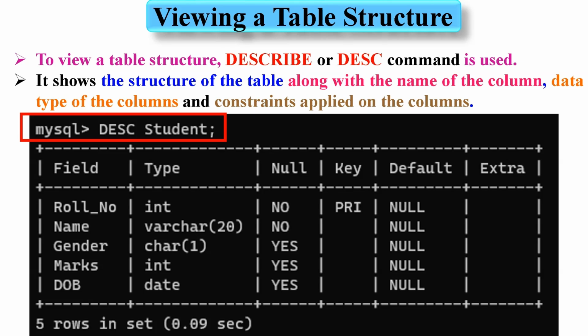Now, look at the practical example. Desc student semicolon is typed in the MySQL prompt. You can view the table structure of the student, which we have created. You can view the field names, their data types, constraints like null, primary key, default, etc.